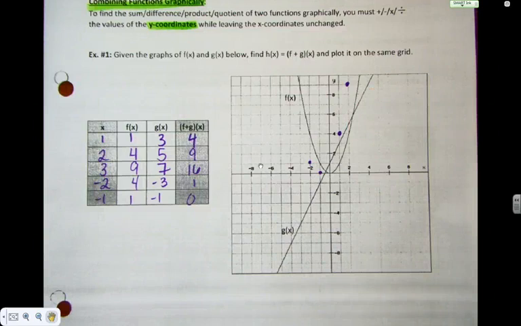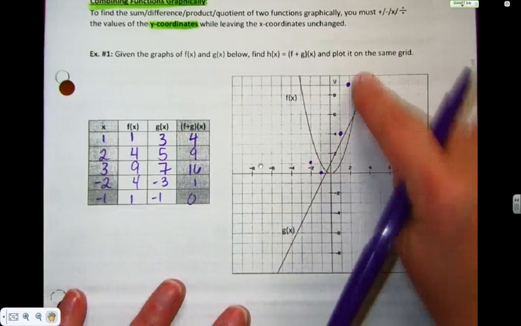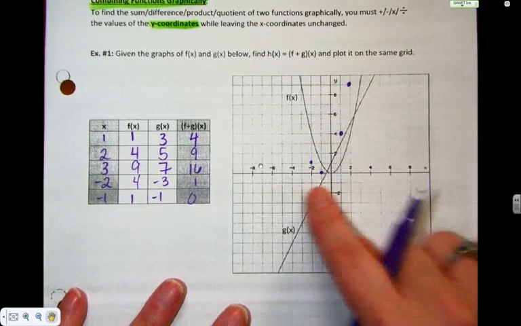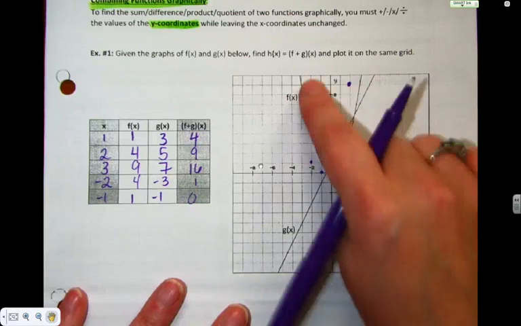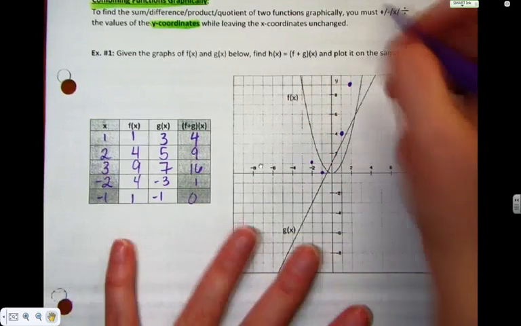What do we do with the points? Connect them. Now you just need to be careful about what kind of shape this is going to make. So when you add a parabola and a line, what do you get? It's a parabola.